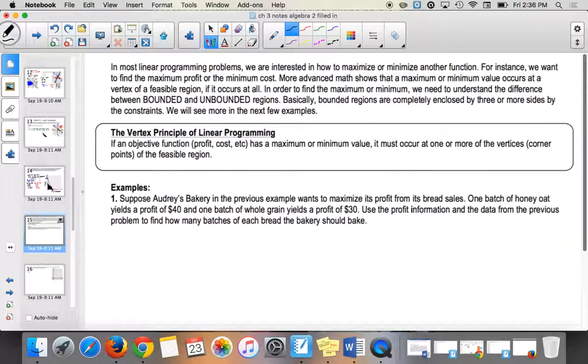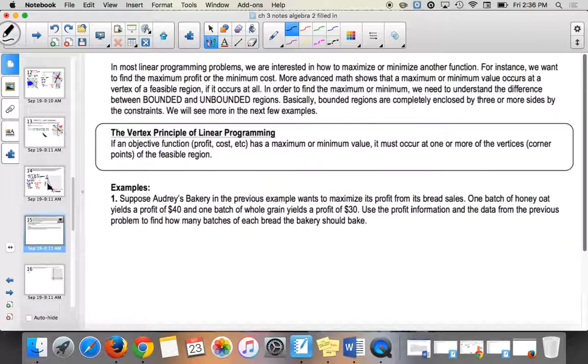So it says in most linear programming problems, we are interested in how to maximize something. So maximize profit, minimize cost. So more advanced math shows that a maximum or minimum value actually occurs on a vertex of the feasible region. So it occurs on one of those corner points. So we don't have to pick any numbers that are on the inside of it. It's always going to happen at one of those four corners. Okay, if it occurs at all.